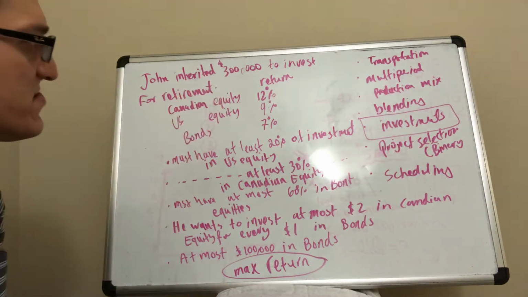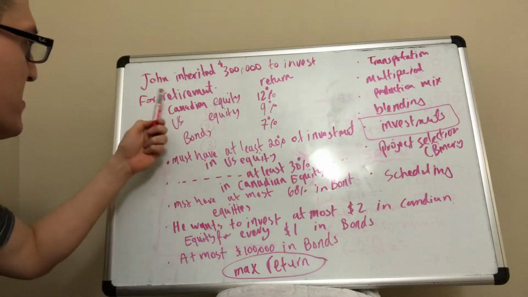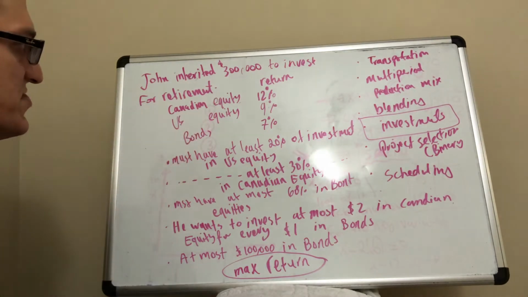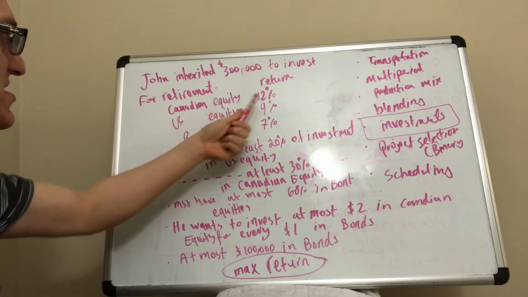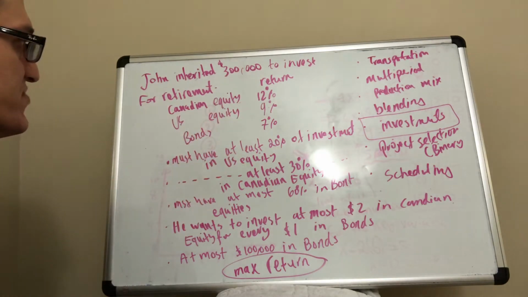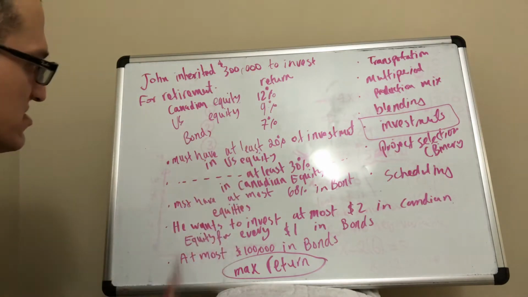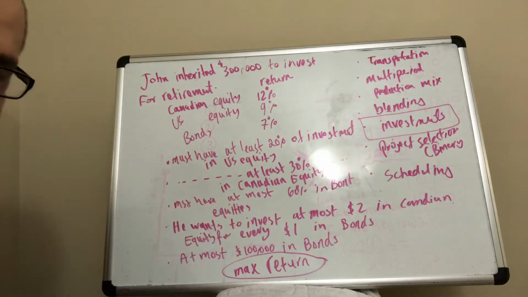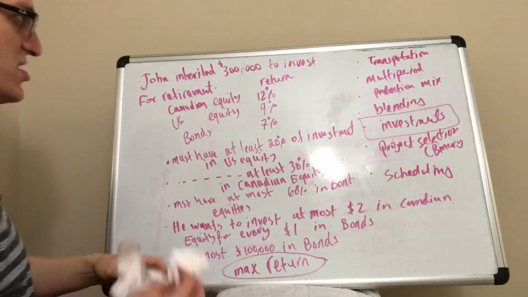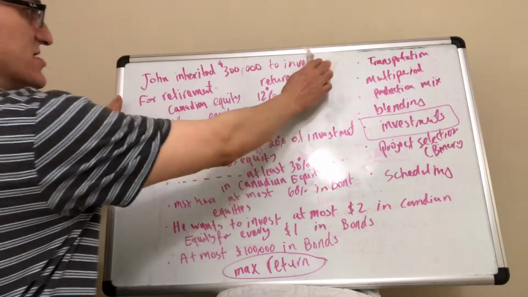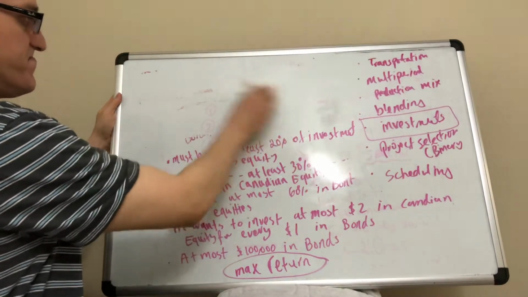This is from the practice final. John has $300,000 to invest for retirement, he has 3 options. Canadian equity gives the return 12%, US equity 9%, bonds give 7%. There are certain limitations. So we start the process the usual way. So I'm going to erase some of this.